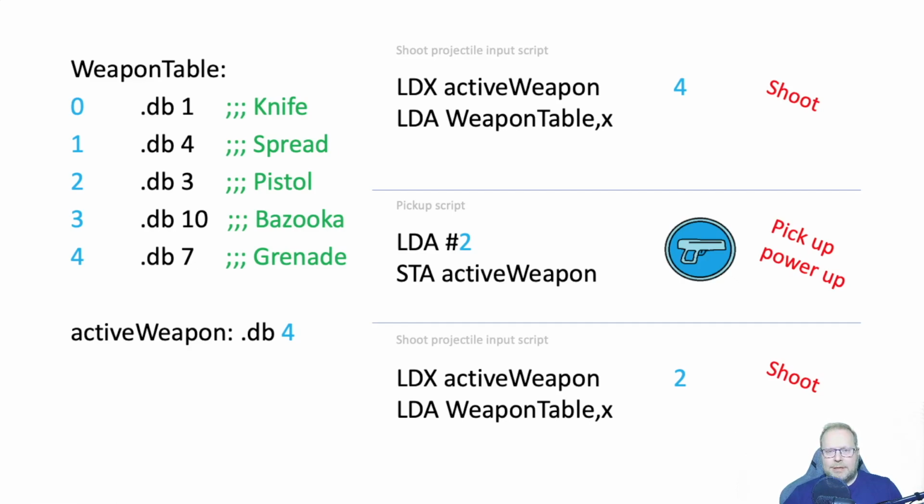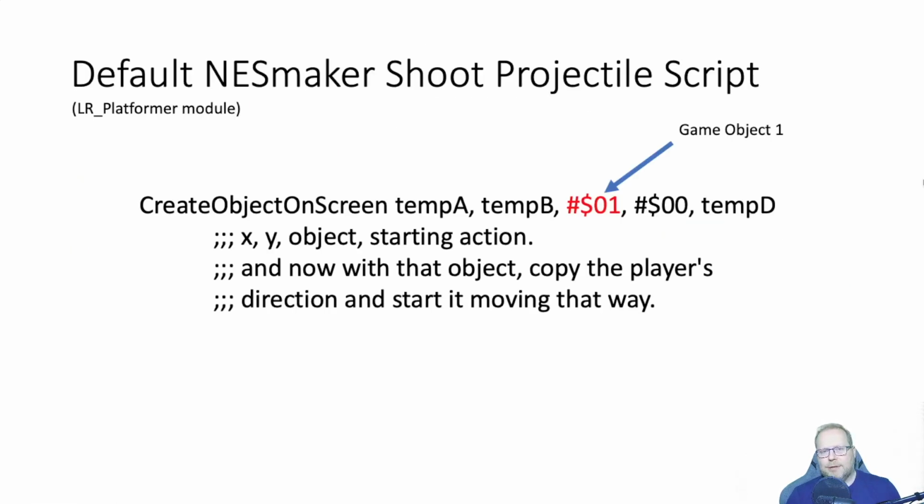So let's look at the default NESmaker shoot projectile script. Now this is from the LR platform module, the default shoot projectile script in that module. This is not the entire script. This is the part where the actual projectile is being created. So we create a new object, but what object are we creating? Well, we're creating game object 1. There's a hashtag here, which means that this is the actual number 1. In this case, it means game object 1.